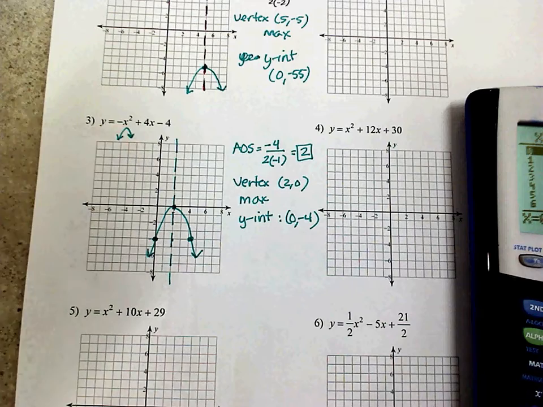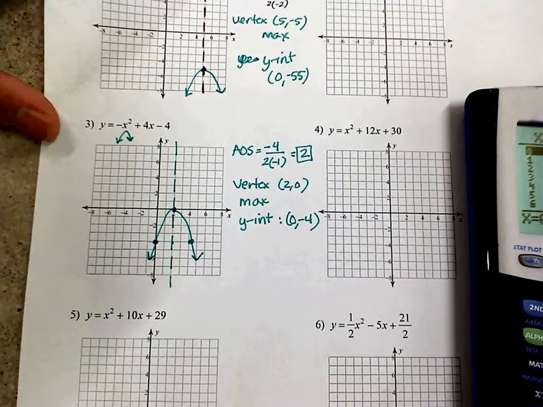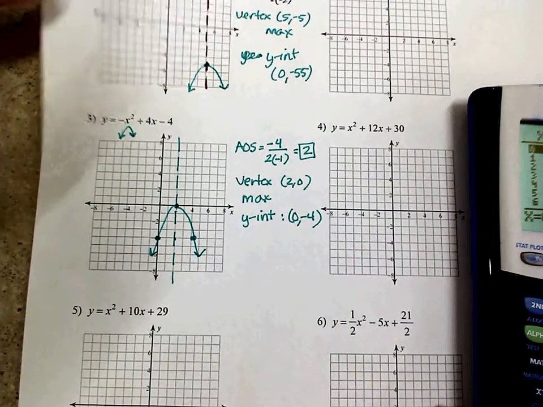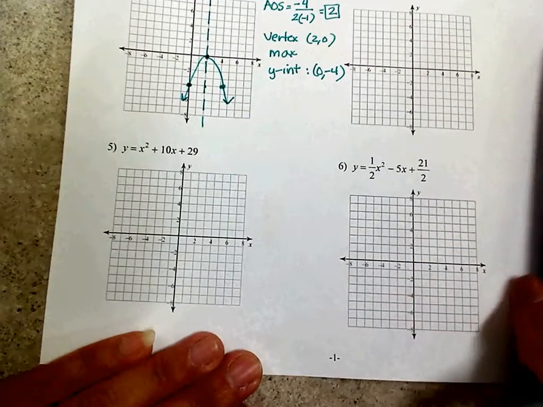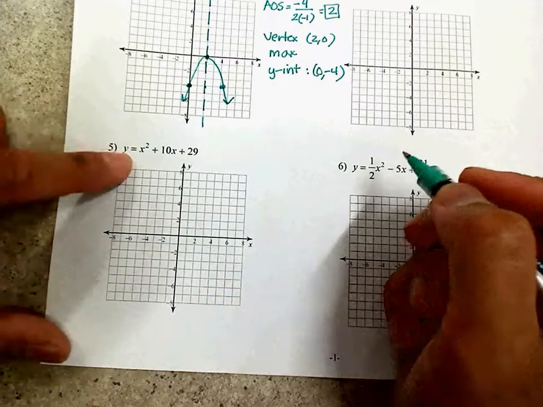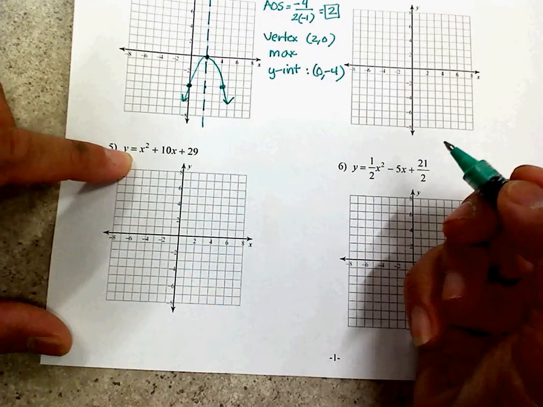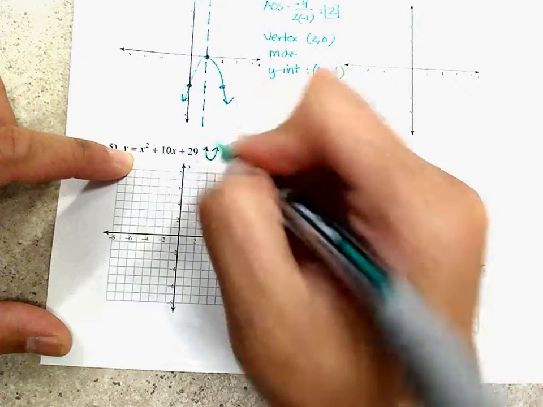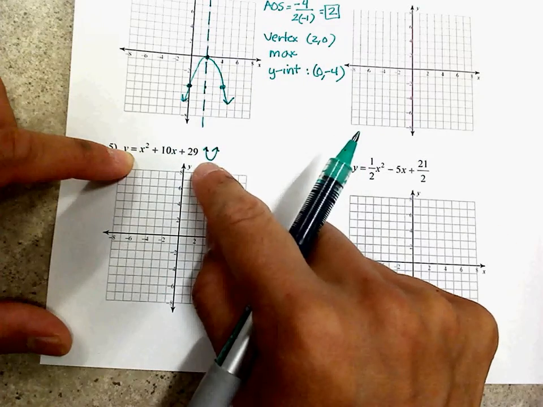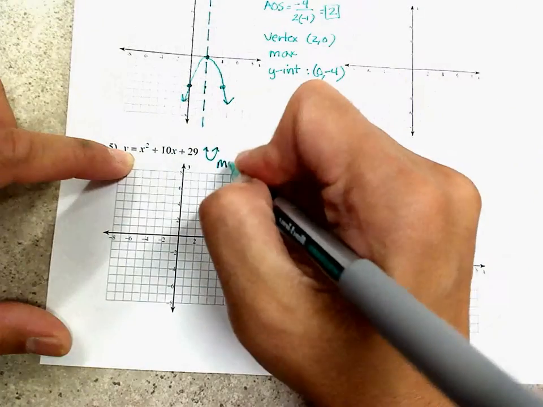Okay? Let's go to number 5. All right, you guys ready for number 5? Here we go. Is this going to open up or down? Up. So I am going to have a minimum. Is that correct? All right, you can go ahead and write that up there if you want to. Minimum.